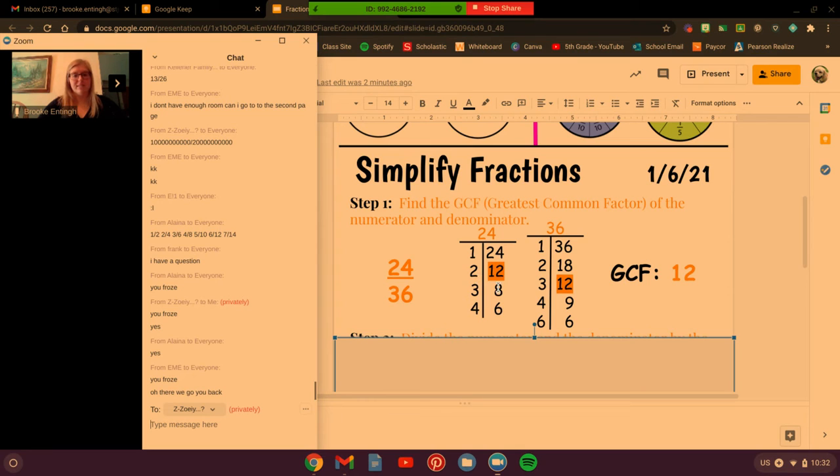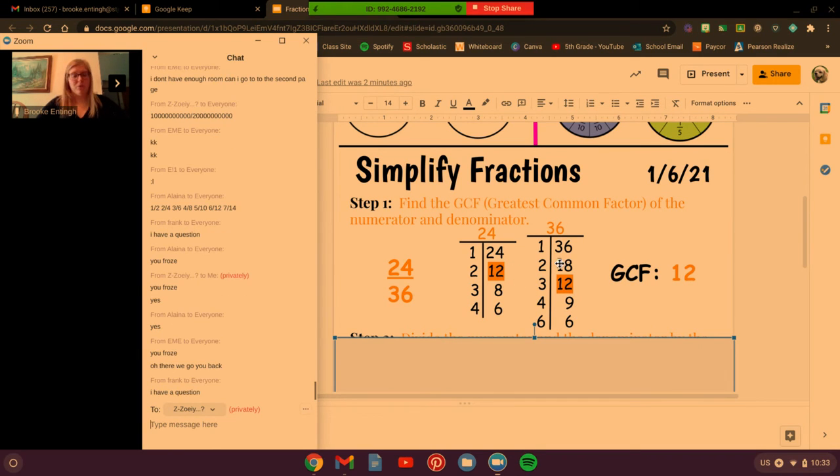Just because the 6 is in the right column under 24 and the 6 is on the left column for 36, they still have 6 in common. So they're both factors. So they both have 6. 24 has 8 and 36 doesn't, so 8 isn't common. 24 has 24, 36 doesn't have 24. But do you see how they both have 12? Is there any number larger than 12 that they both have in common?